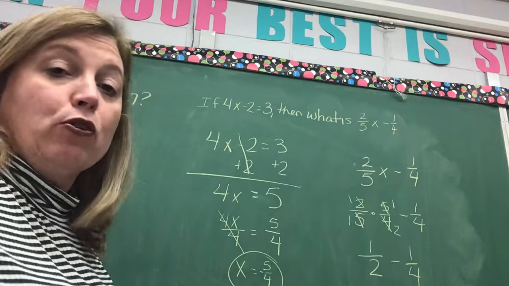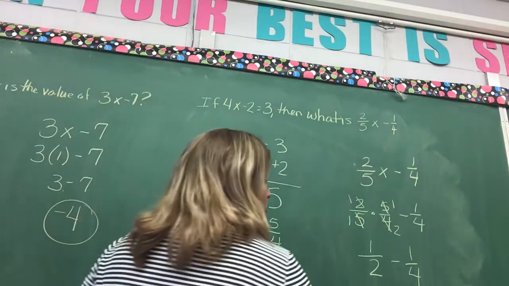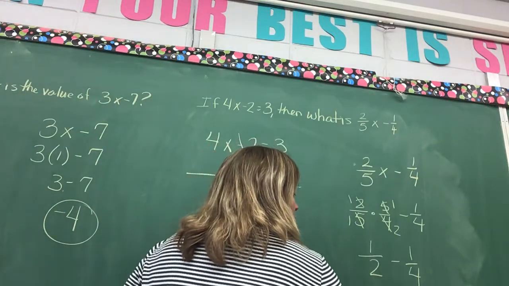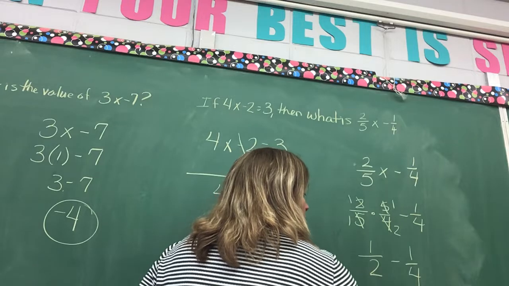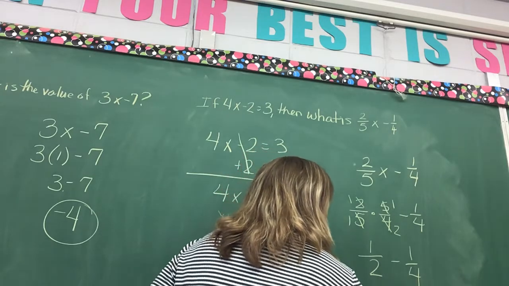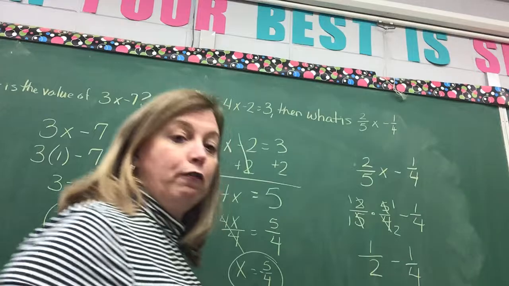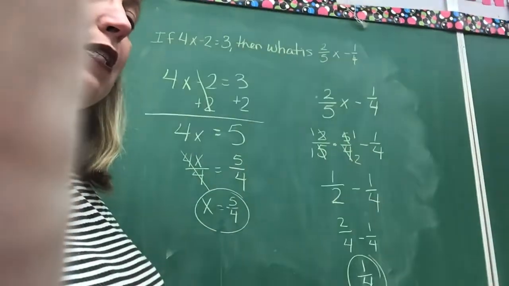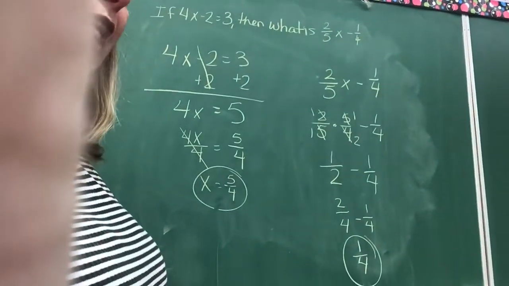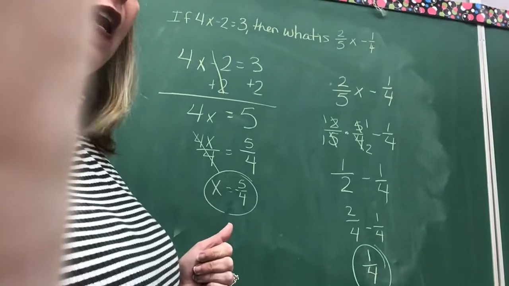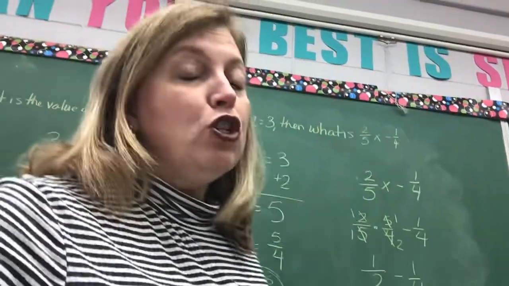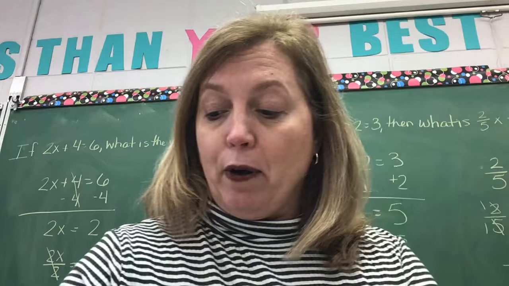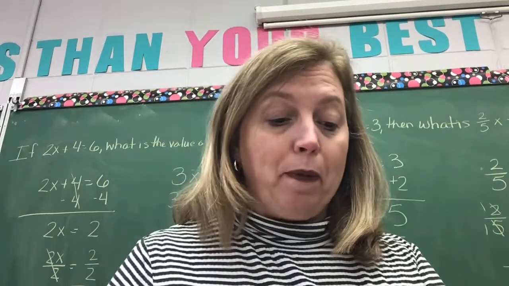So the common denominator is going to be 4. So to make this 1/4, I'm going to say 2/4 minus 1/4. My answer is 1/4. Let me move that so you can see it. All I did was make common denominators and then subtract. And I got 1/4. Now, I want you to write this one on your paper. I want you to write this down on your paper.